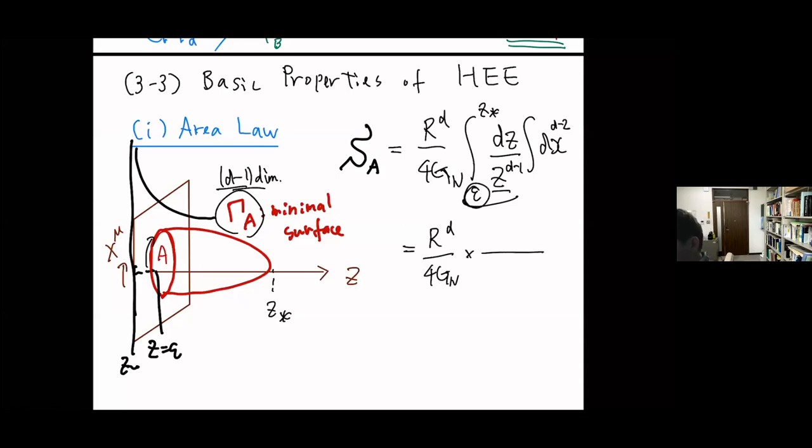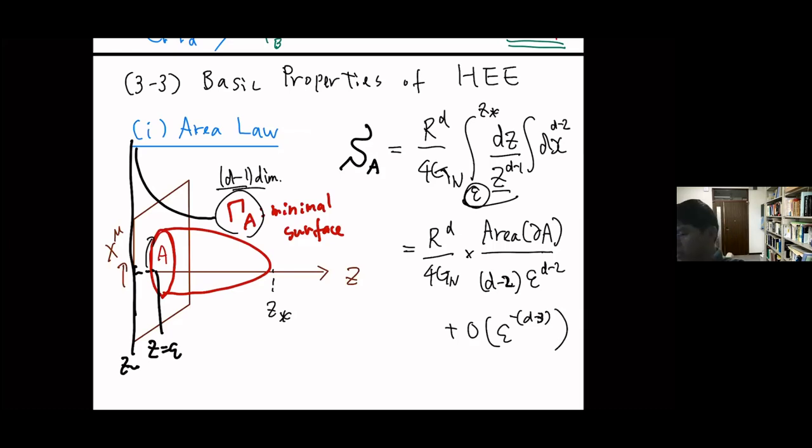And then it looks like epsilon D minus two, the area of the boundary of A, and then some higher order term, maybe D minus three. And this is just an honest result because this is like this integral in this direction. This is a boundary of A, right? And it just keeps this factor. And this is exactly the area, right? This is exactly area. This reproduces area.